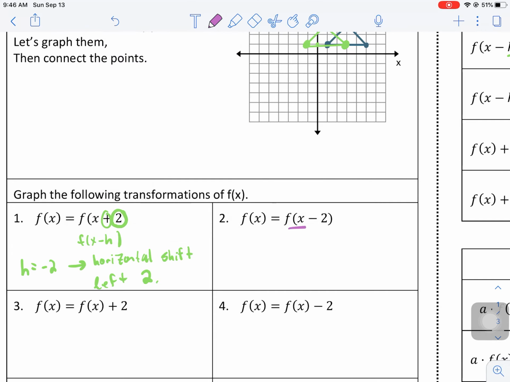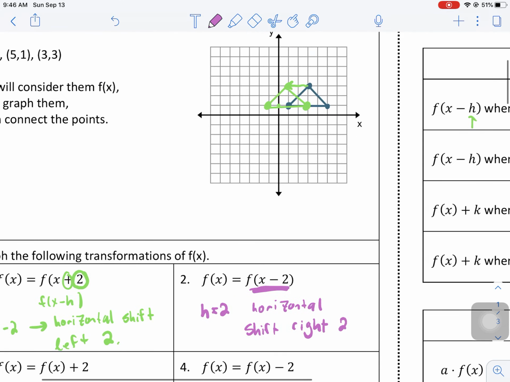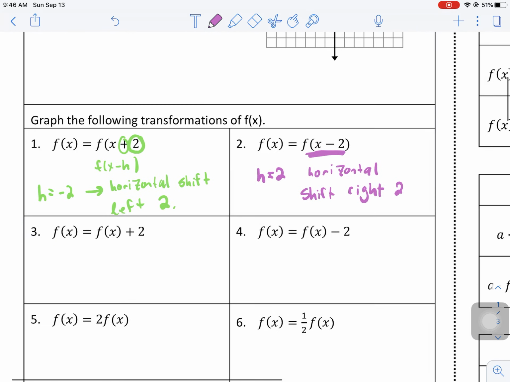If we take a look at this next one, right, well now our h value is a positive 2 because it's back to our normal thing, f minus h. So that means h is positive 2. So this is a horizontal shift to the right. Horizontal shift right 2. Okay? So then if we did that to our original function, now we're going 1, 2 to the right, 1, 2 to the right, 1, 2 to the right, and then we're going to go with this pink graph right here would be everything shifted to the right too.